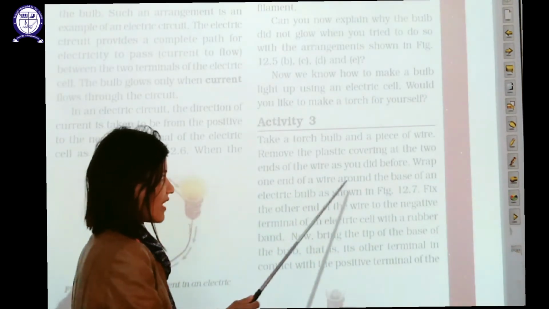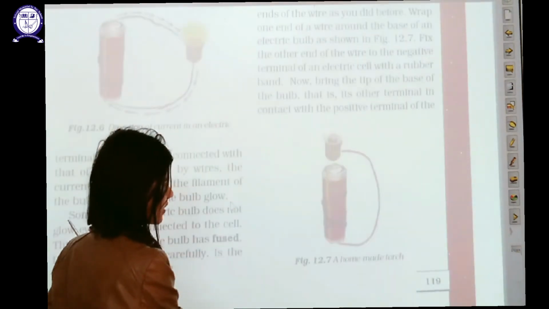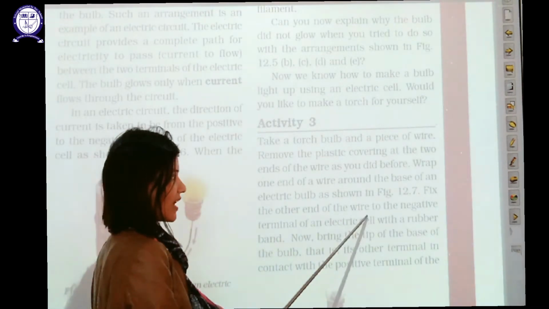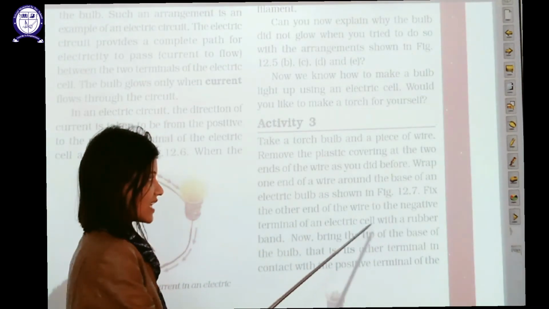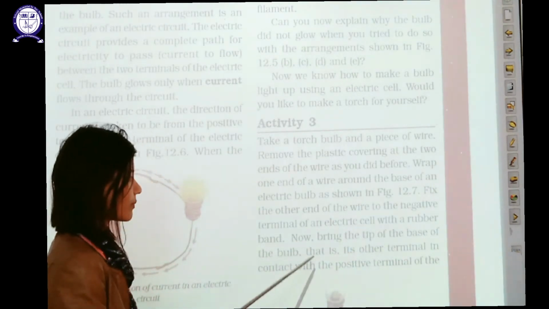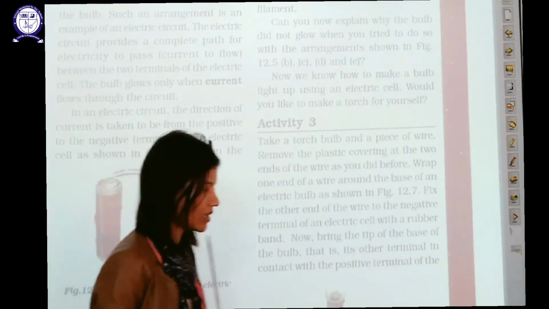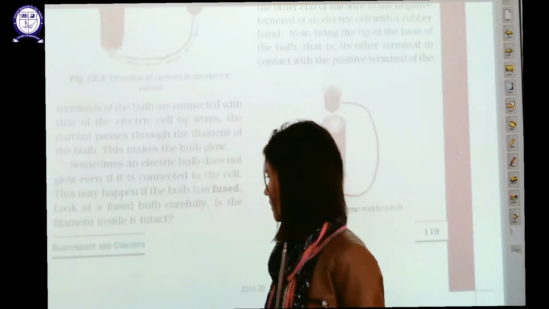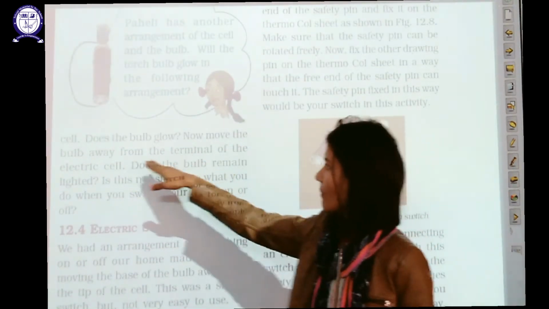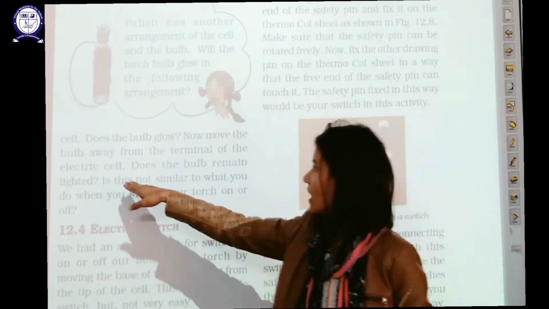Wrap one end of the wire around the base of the electric bulb as shown in diagram 12.7. Then fix the other end of the wire to the negative terminal of the electric cell with a rubber band. Now bring the tip of the base of this bulb, that is the other terminal, in contact with the positive terminal of that cell. Does the bulb glow? Now move the bulb away from the terminal of the electric cell. Does the bulb remain lighted?